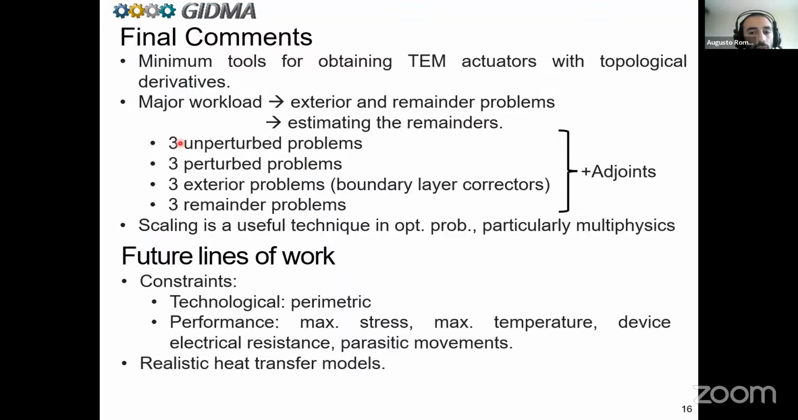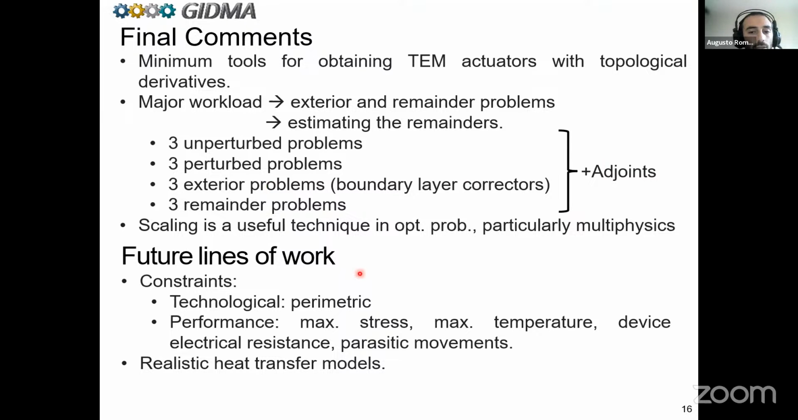Also, we have to consider the increasing complexity of this job as we continue adding more fields to the problem. For this particular case, these sets of problems have to be constructed. And we have to consider that for each one of those problems, there exists an adjoint version of it. So I think this issue must be addressed in the near future.